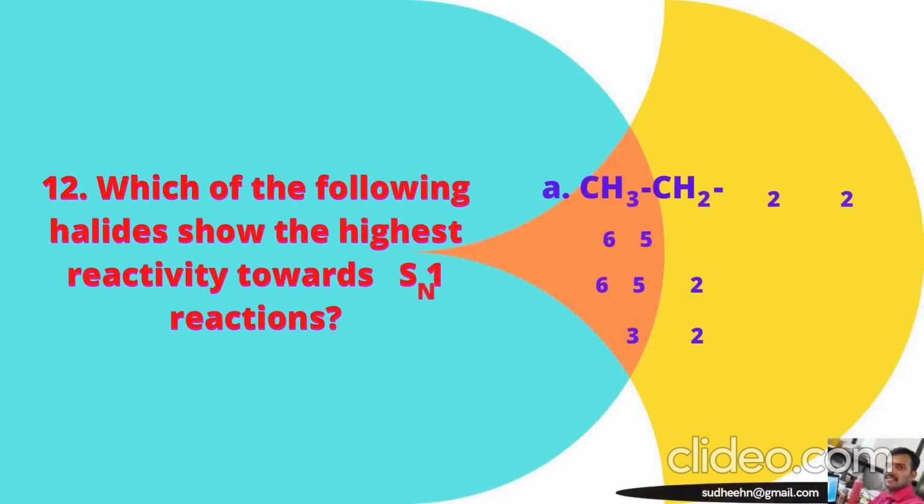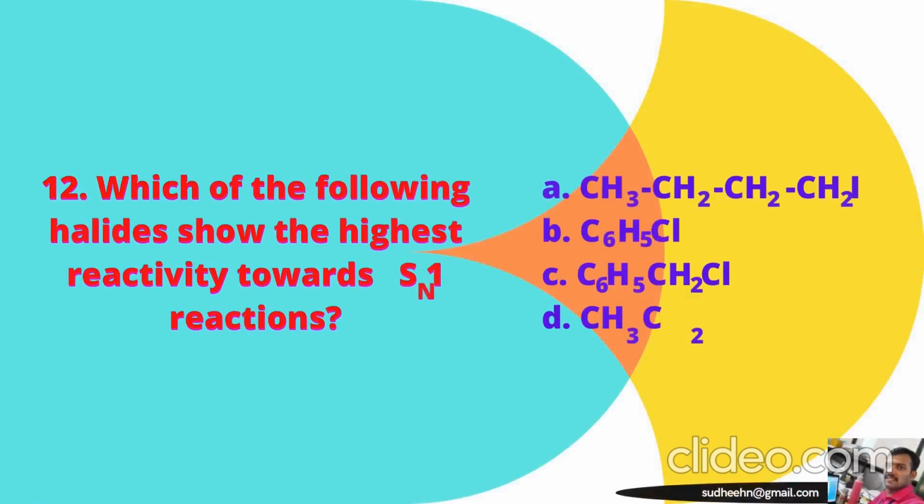Next question is question number 12. Which of the following halides shows the highest reactivity towards SN1 reaction? Okay, here the SN1 reaction is a mechanism that follows a step-by-step process, wherein first the carbocation is formed from the removal of the leaving group. Option A he has given CH3CH2CH2CH2I, that is alkyl iodide. Option B, C6H5Cl, that is chlorobenzene. Next, C6H5CH2Cl, that is benzyl chloride or alpha-chlorotoluene. And option D, CH3CH2Cl, that is chloroethane.